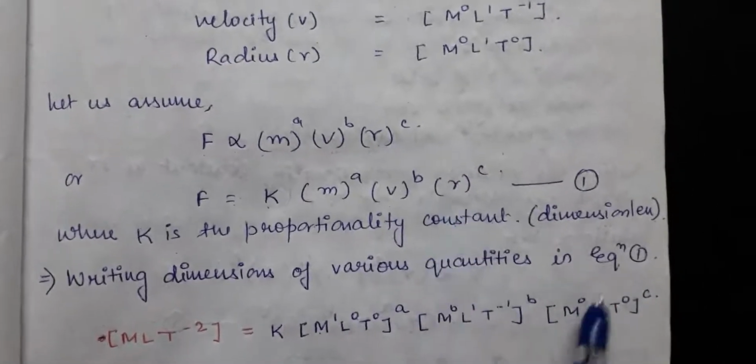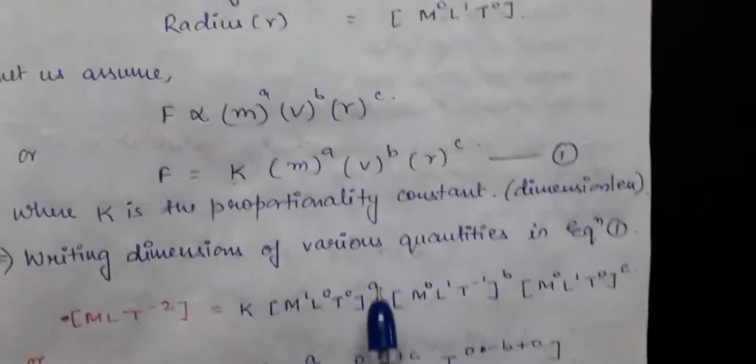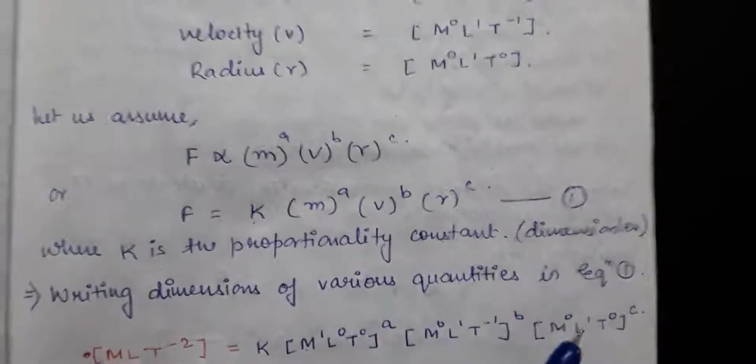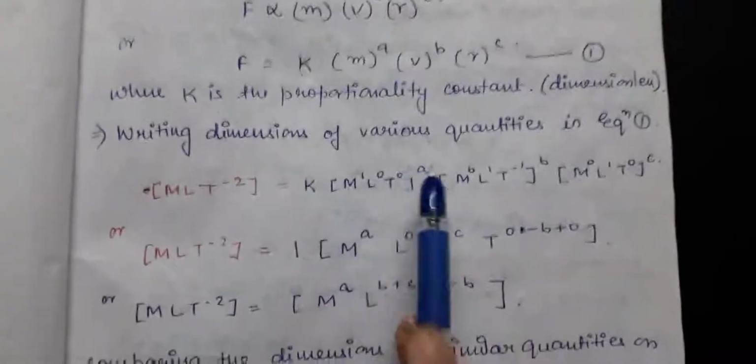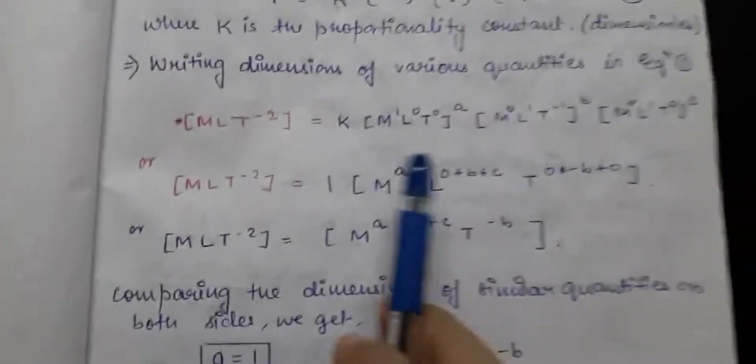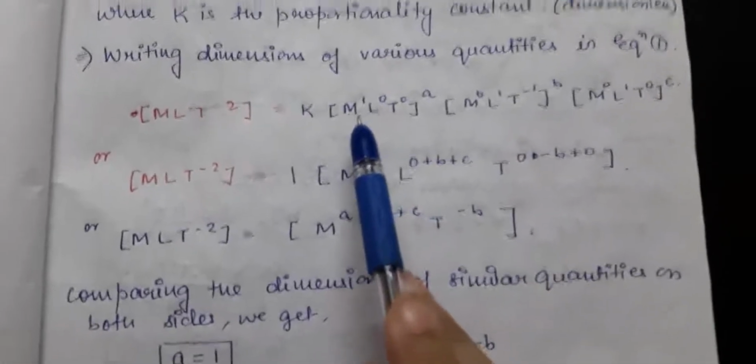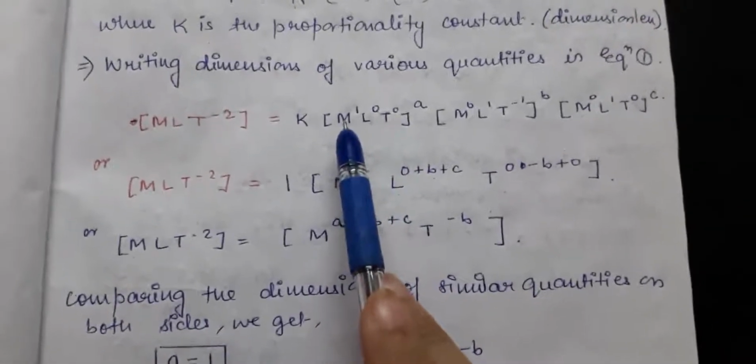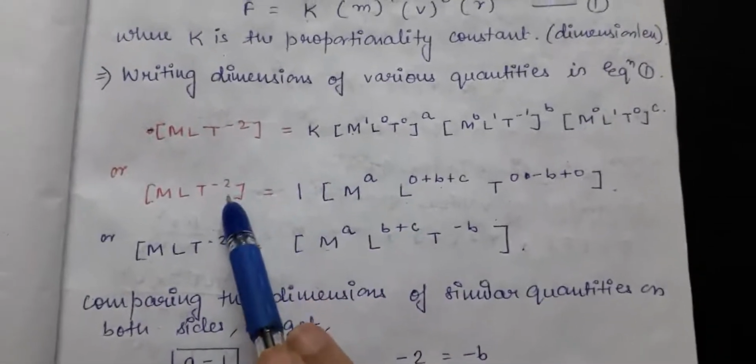In place of radius, I will write the dimensional formula of radius, and the powers as it is written. Then the next step is to simplify the equation. How to simplify the equation? Just have a glance on it. We can see here on the right hand side, I am talking about. Don't disturb the left hand side. I am just talking about the right hand side.